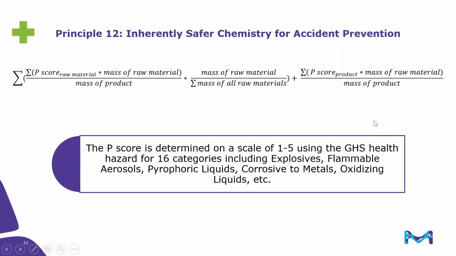Okay, the last principle, inherently safer chemistry for accident prevention. Here comes a term called P score. P score is a physical hazard. It's like explosives, flammable, pyrophoric, etc. This is also from the GHS scale. These are all connected through the system.